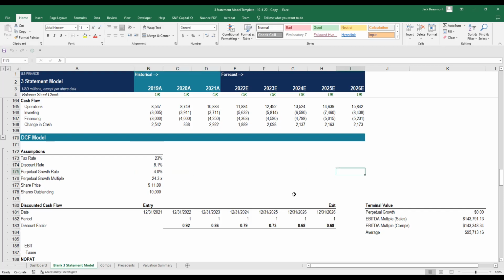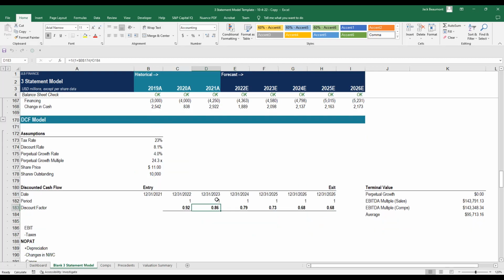And so that's in year 5. Then we're going to discount that back to today, and so then we would get the present value of our terminal value. Then we're going to add that with the present value of our free cash flows, and that gives us the enterprise value. So that's what we're going to be doing here.